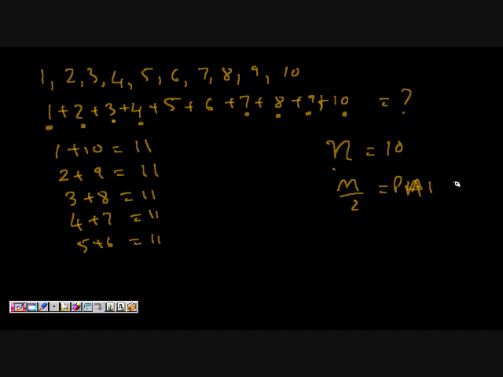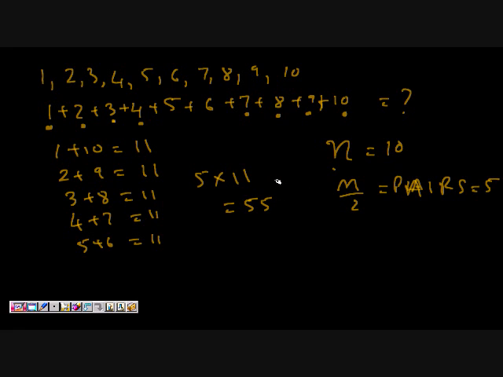So you have 5 pairs of numbers, and each of them sums to 11. So the sum of these numbers is 5 number pairs times 11, which is 55. So we can say that the sum of this sequence is 55, which is the number of pairs in the sequence multiplied by 11.